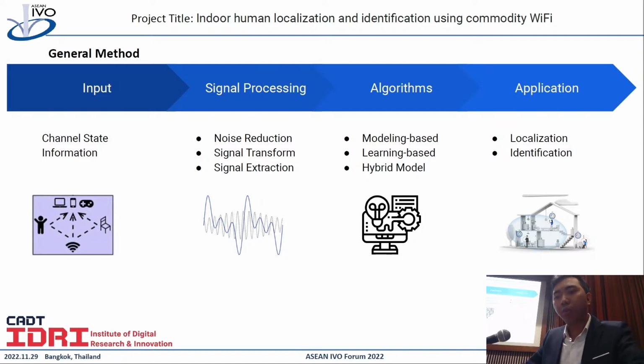And then moving to the signal processing part, there'll be three main methods, which are noise reduction, signal transform, and signal extraction. These three methods are used very intensively, although it really depends on the application. For example, in the localization problem, we will have very intense noise reduction, because this kind of information is very sensitive to noise.